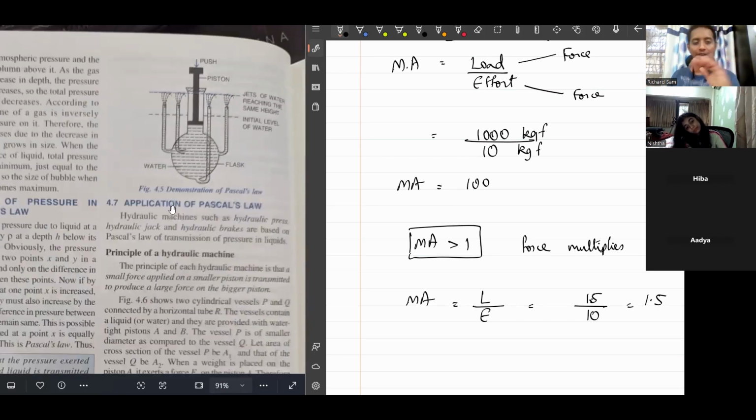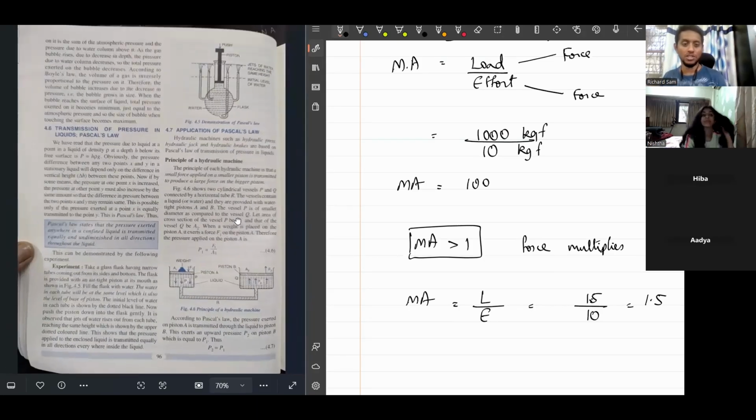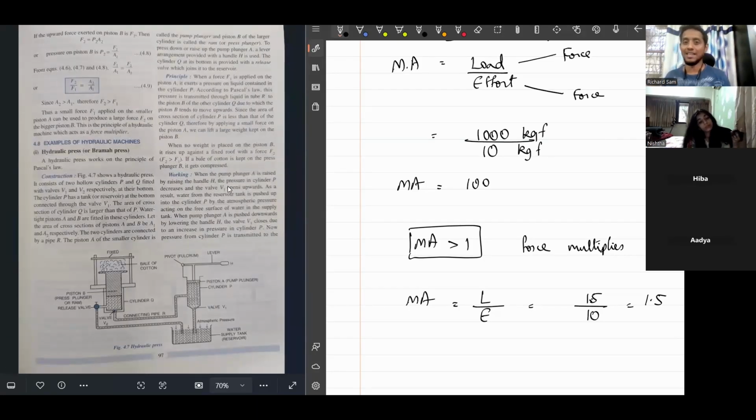And this principle is used in every hydraulic machine. What is the advantage of hydraulic machines? They are force multipliers. You apply a less force, but you get a much higher force as an output. So this machine can be used to increase the force, lift cars, press brakes and stop a heavy vehicle with just a person's leg. This machine is very useful.